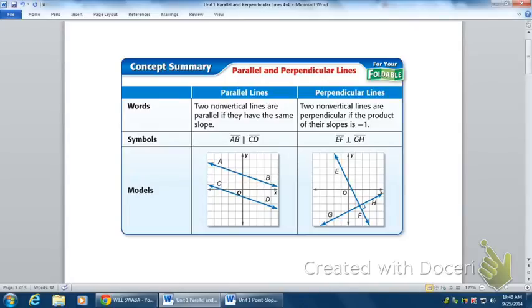If we're looking at two equations and they have the same slope, that means that they are parallel lines. Okay? You can actually draw out the model if you really wanted to, but I think most of you should know what parallel lines are.